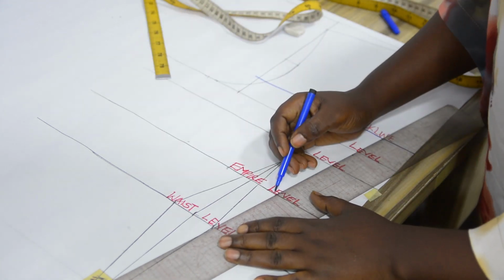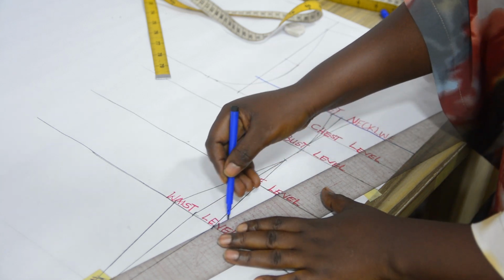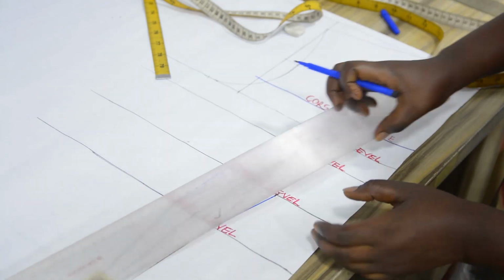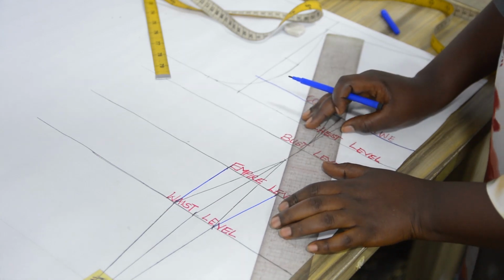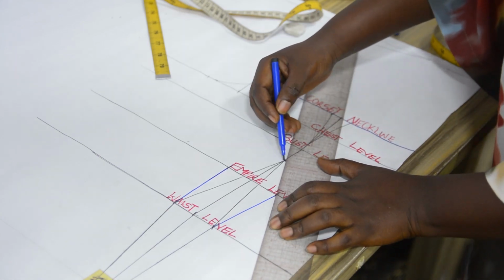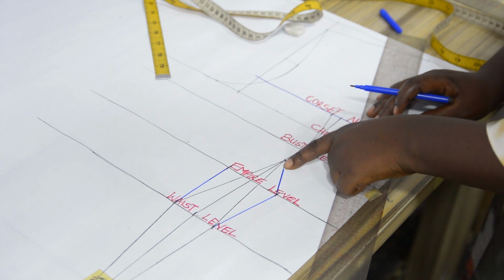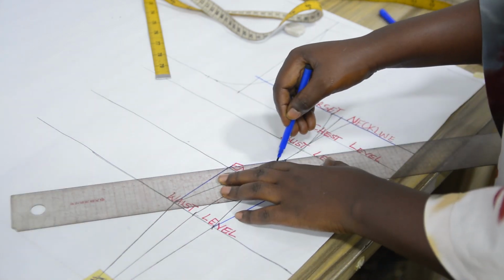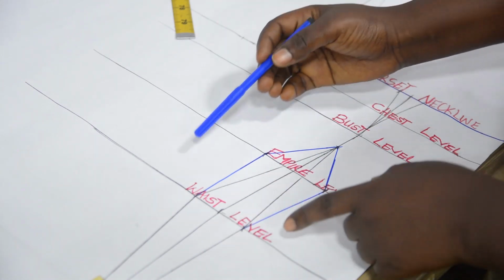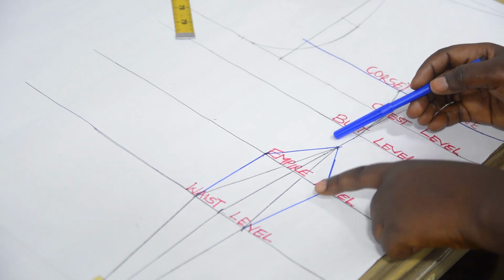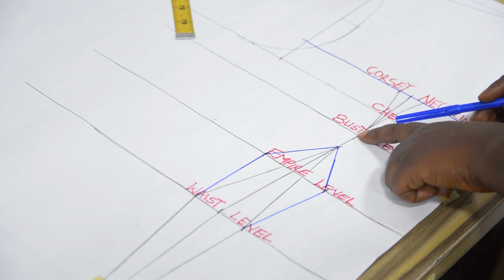Then I will connect the dart point I have on the empire level to the dart point I have on the waist level. You can see the difference. Can you see what I have here? Then I will now take this to this point, which is the 1 inch point I measured downward from the apex. So guys, now I have my darts reconstructed on the empire level, which I marked out with a blue marker. I connected this to the waist level and to the 1 inch point I took downward from the apex.